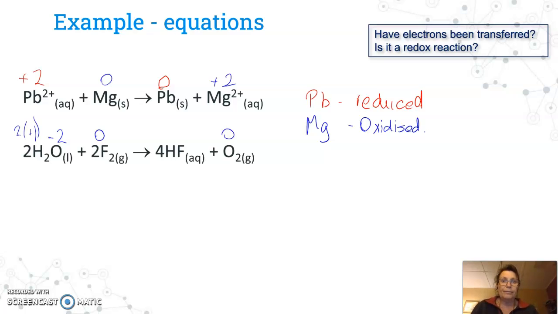Hydrogen fluoride. Hydrogen is, sorry, +1, and that means the fluorine is -1. Which species is being oxidized, reduced, or staying the same? I want you to pause the video here for a minute and write down which species is being reduced, which species is being oxidized, and which is staying the same. Pause it, come back to me and have a look.